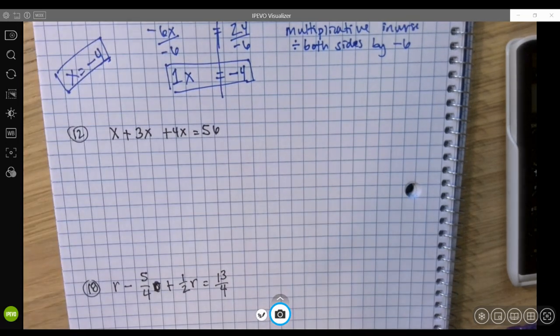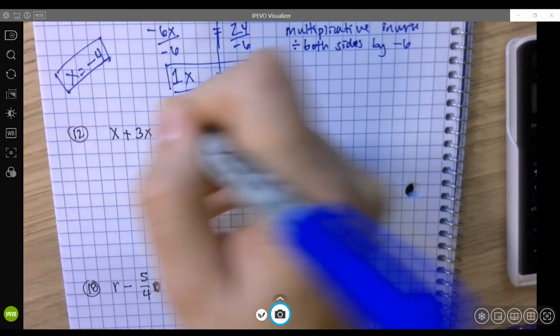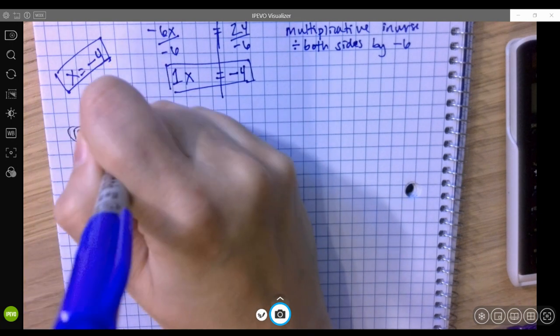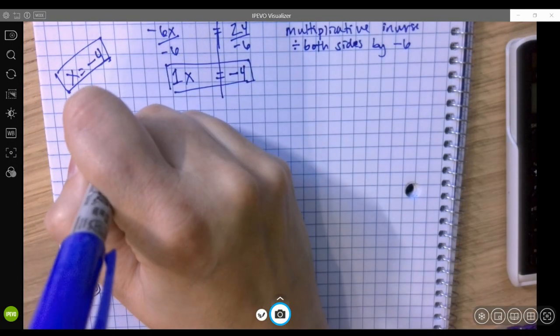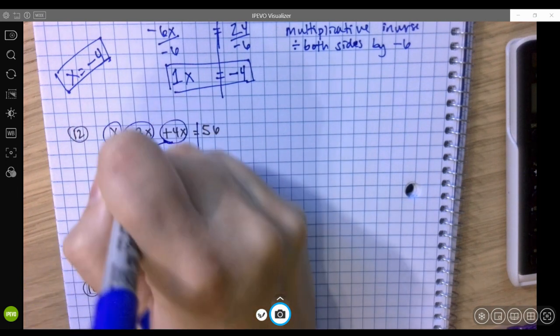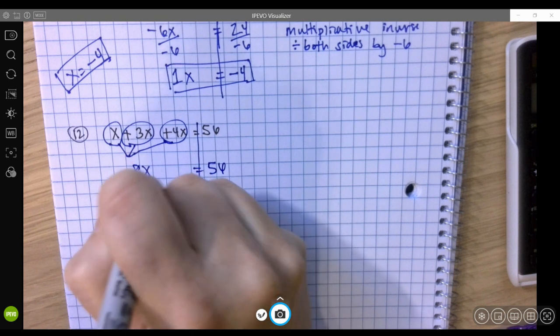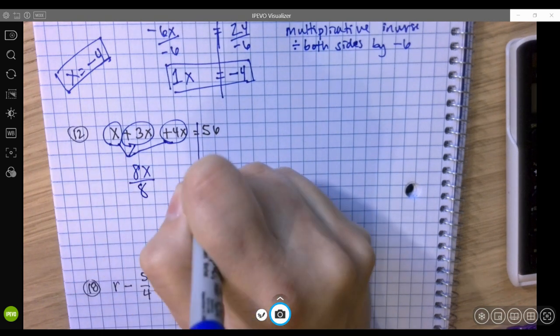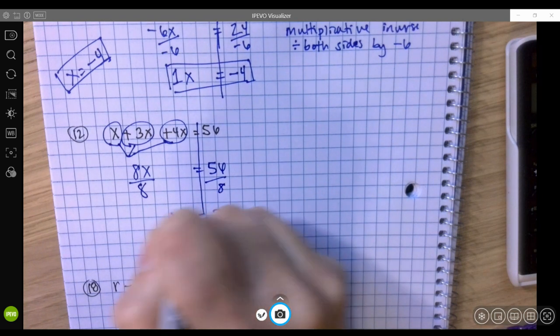For number 12. Number 12 is very similar. I have x, I have plus 3x, and I have plus 4x all on the same side. I can combine all of those together, and I get 8x equals 56. Divide both sides by 8. X equals 7.